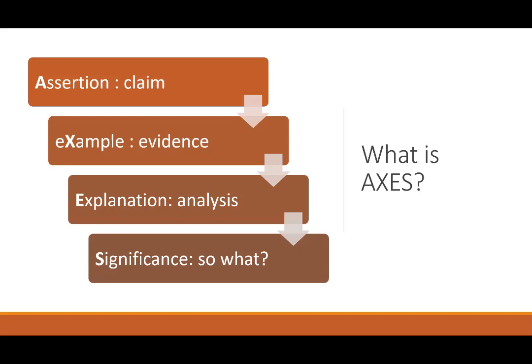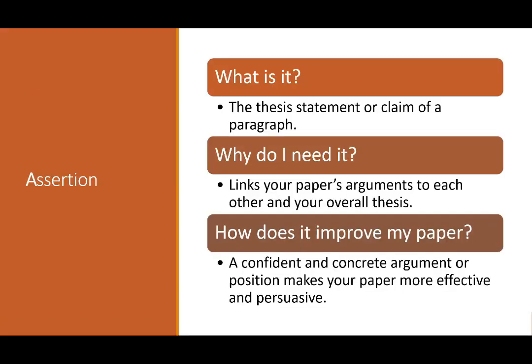So you've made your assertion, backed it up with examples that you've analyzed with explanation, but now you have to prove why this is important to the overall thesis you're making in the argument, essentially telling your reader, so what? Why do I need to know this information in order to understand the overall claim of the paper? So now that we've gone over the brief elements of these different steps, let's look at each one in slightly more detail. So first, the assertion.